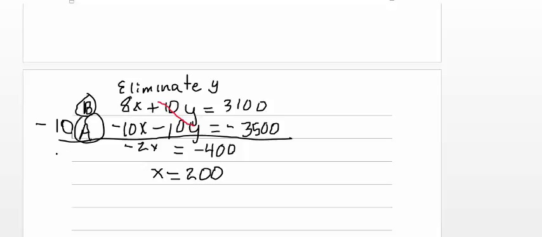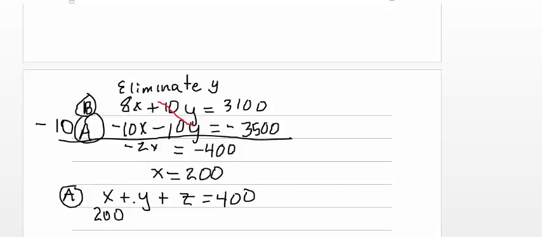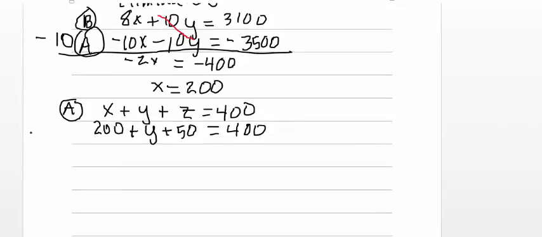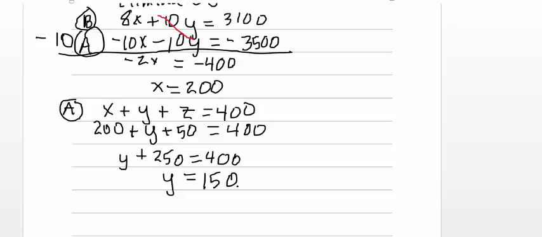So I have x and I have z, and all I need to do is use one of the three original equations. I'm going to use A. Remember that equation was x plus y plus z equals 400. I'm going to replace x with 200, since I'm trying to find y, and I'm going to replace z with 50. And notice y plus 250 equals 400. If I subtract 250 from both sides of the equation, I find out that y is 150.